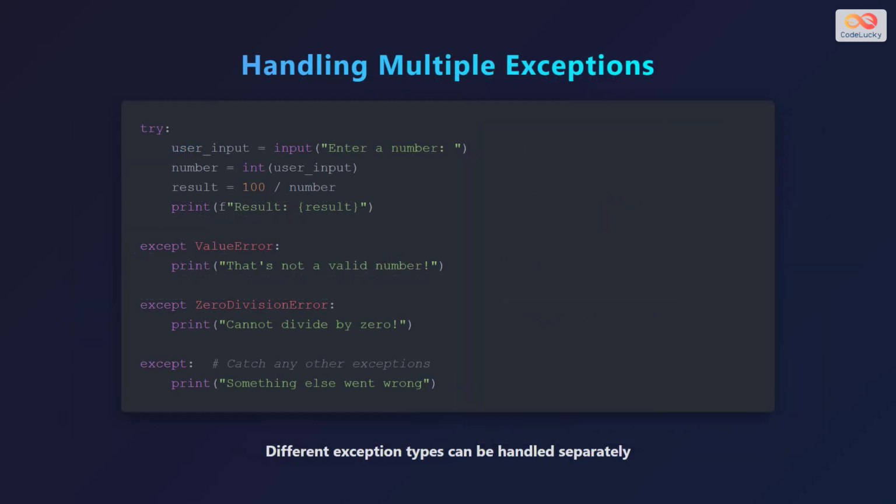Python allows you to handle multiple exceptions using separate except blocks. This way, you can respond differently based on the type of exception that occurs. In this example, we take user input and try to convert it to an integer.